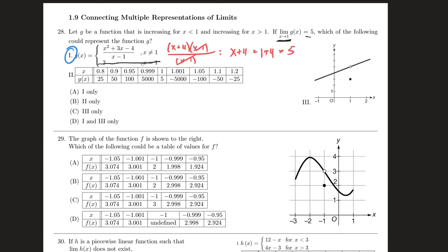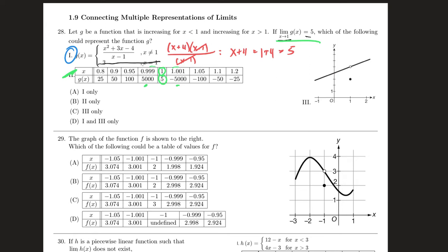For 2, in our table, when we exactly plug in 1, we get 5, which doesn't tell us anything about a limit, because the limit is just around 1. So we're looking out here, and we have this big jump from 500 to -500. So this one's limit at 1 does not exist, so 2 is out.